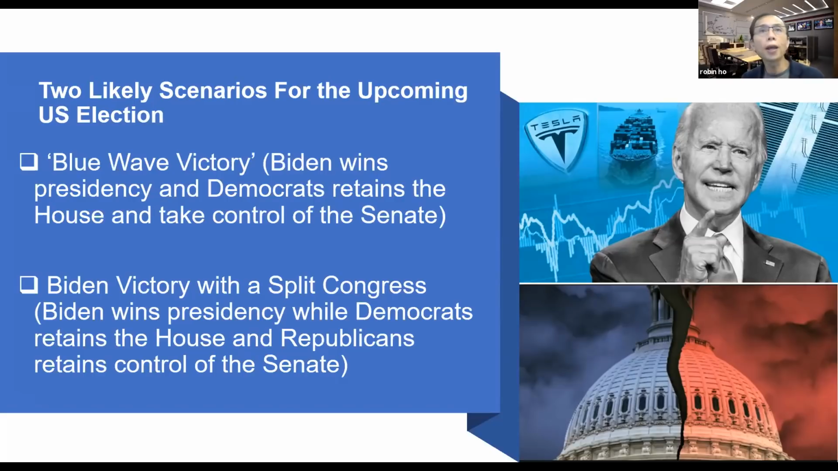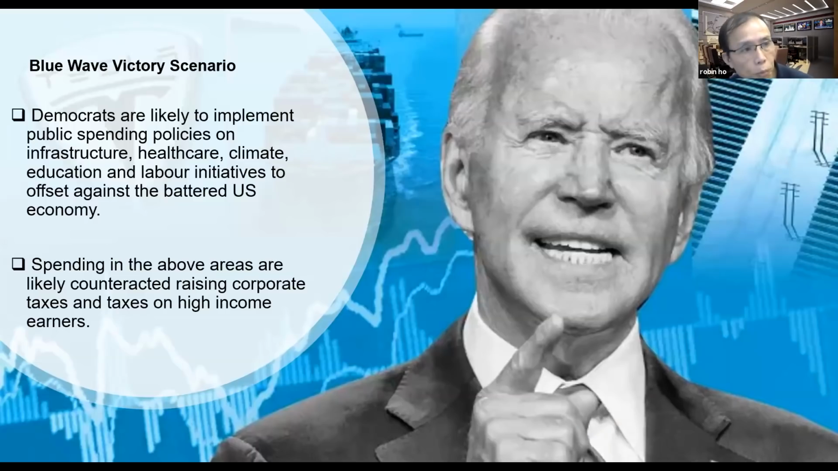Today, there are so many scenarios to talk about. There are 6 scenarios, and I don't have time to go through all 6. We'll only do 2 scenarios. In a blue wave victory scenario, Democrats are likely to implement a lot of spending policy on infrastructure, healthcare, climate, education, and labor initiatives to offset the battered economy.